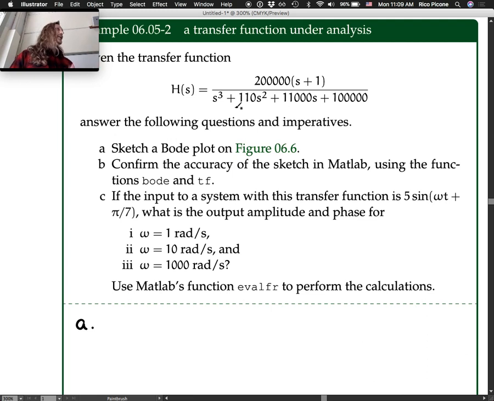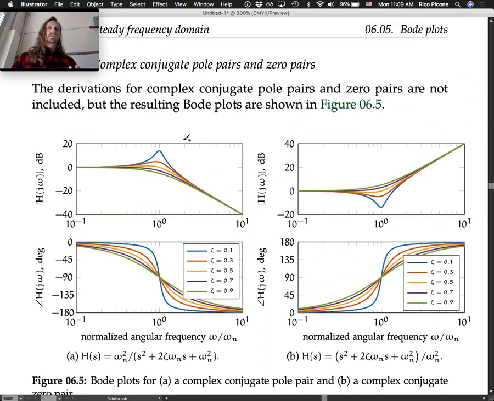And we know what those look like. So that would be good. What we might have though, since there's third order, is two that show up as a complex conjugate pair, right? That could also happen. And then you would need to use this form to look at the Bode plot.